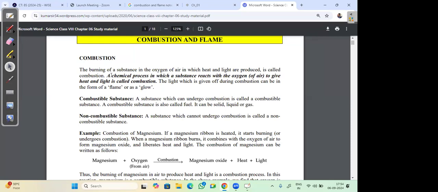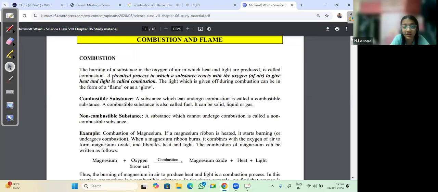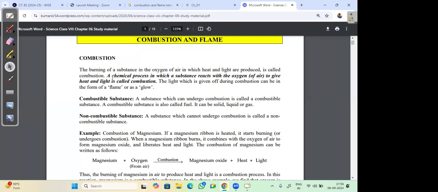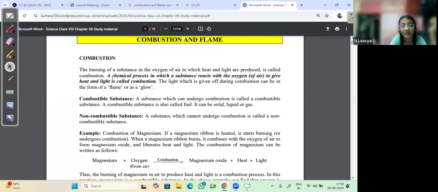Here is another definition: a chemical process in which a substance reacts with oxygen of air to give heat and light is called combustion. Heat, light, and sometimes sound. Heat and light are there. Sound may or may not be there.